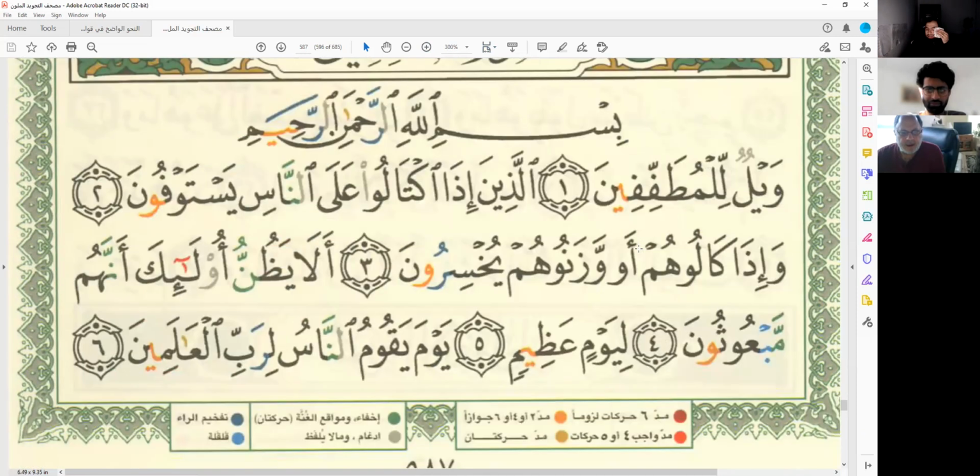There is no فعل ماضي in the first ayah. And in the second ayah, الذي إذا اكتالوا على الناس يستوفون. What's the فعل? So اكتالوا. اكتالوا على الناس, when they purchase from others.